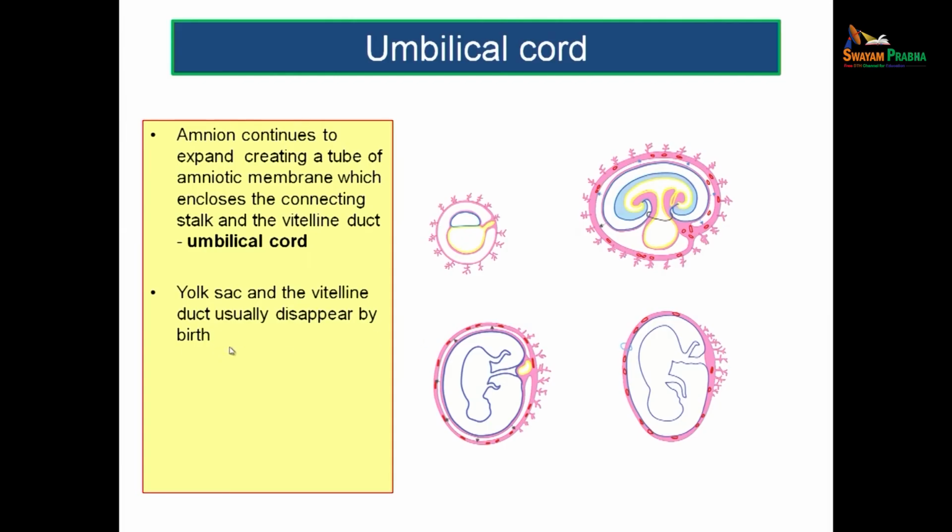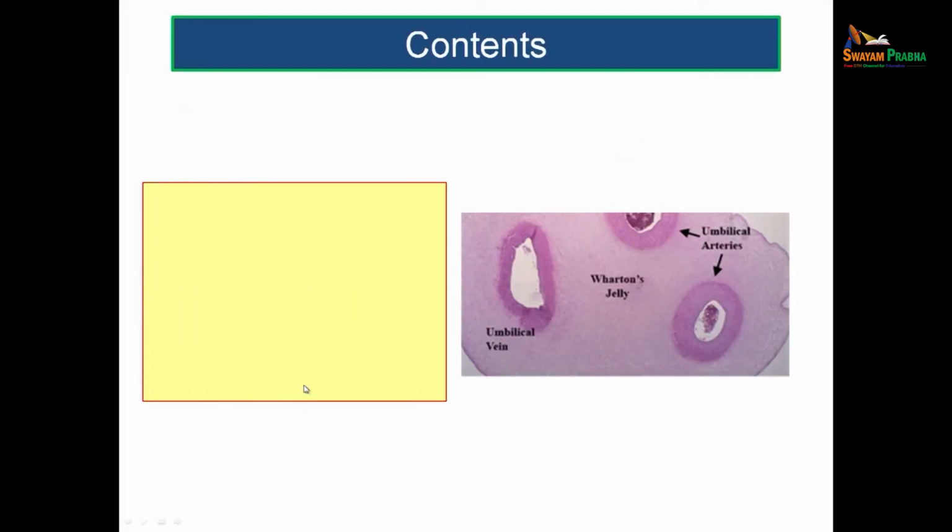The yolk sac and the vitelline duct usually disappear after birth. Once its function is over, the yolk sac and the vitelline duct, which connects the yolk sac with the midgut, all disappear after birth. Roughly the length of the umbilical cord is said to be 50 centimeters and the diameter is said to be 2 centimeters. Let us see, if you take a cross section of the umbilical cord, what are the contents which you get within the umbilical cord.